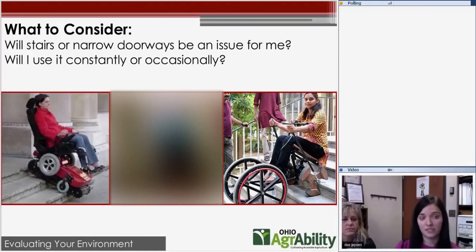Think about things in your home and also things such as thresholds in barns and livestock pens, things like stairs, doorways. And then again, is this going to be a device you're going to be using 12 plus hours a day or just for a specific type of role or routine on the farm?